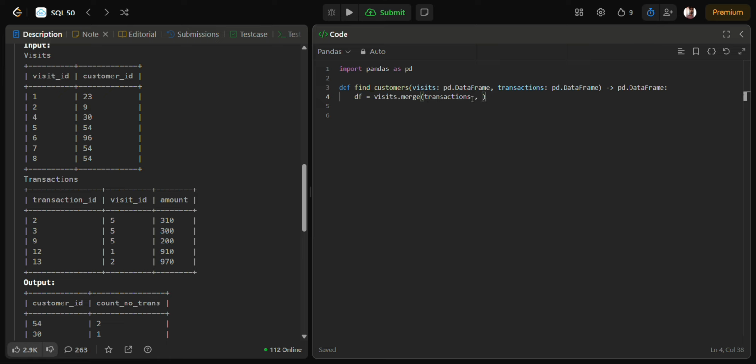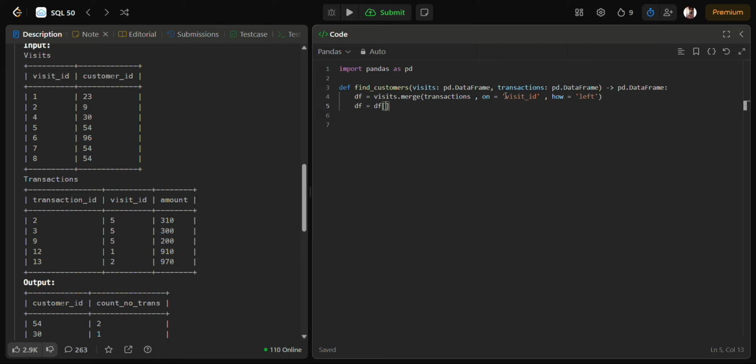Next, we need to find visits where no transaction happened. How do we do that? We check for rows where the transaction ID is missing. Pandas represents missing data as NaN, and we can easily detect those using the isna function. This gives us only the visits where customers didn't buy anything.